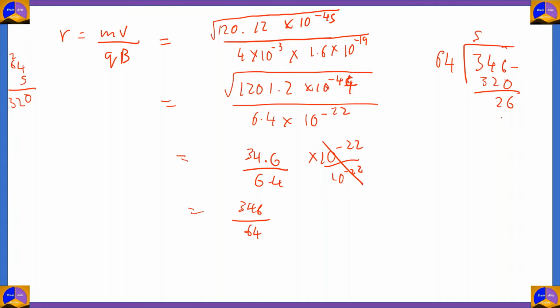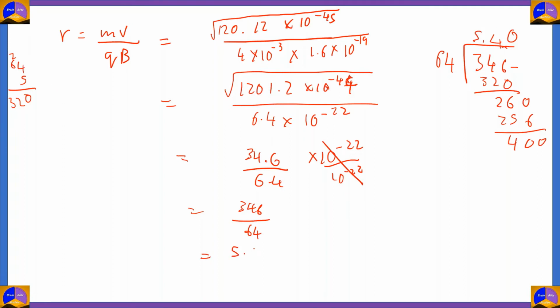So now 26 is less than 64. We put a point, so we get 260. 64 times 4 is 256. So we'll get 4 in the end. And then we have to multiply 0, etc. So this division will go on. However, the first 3 digits that we get is 5.40.